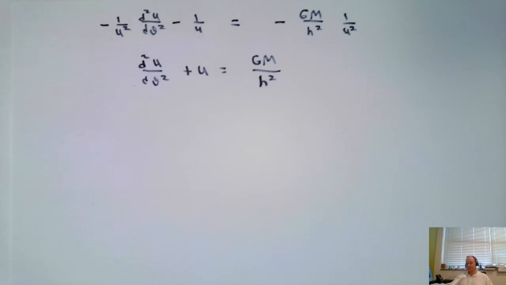U is the reciprocal of the r coordinate. Theta is the ordinary polar coordinate angle. Coming up next, solving this equation.